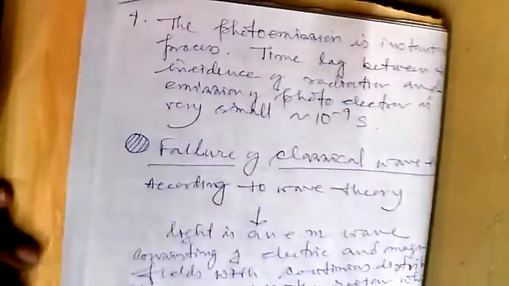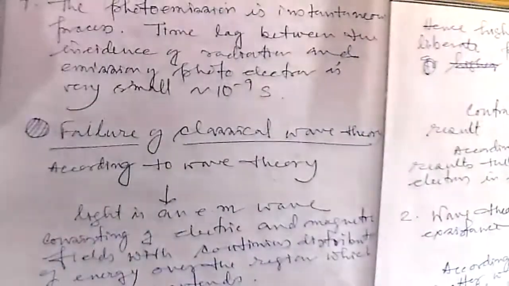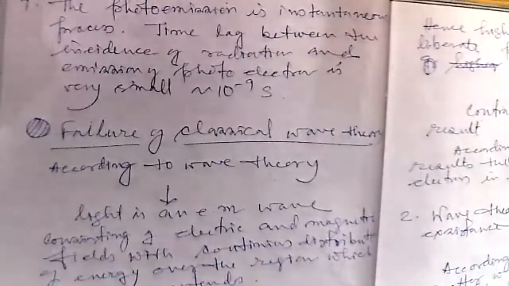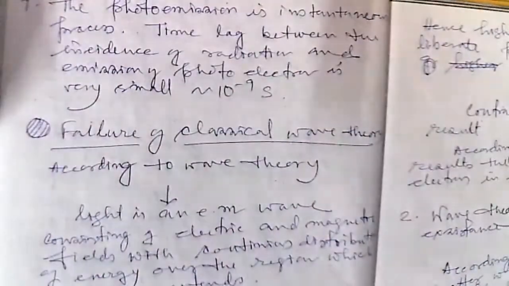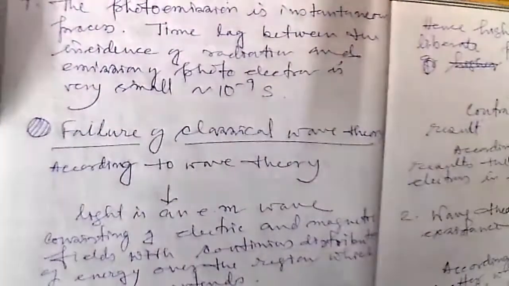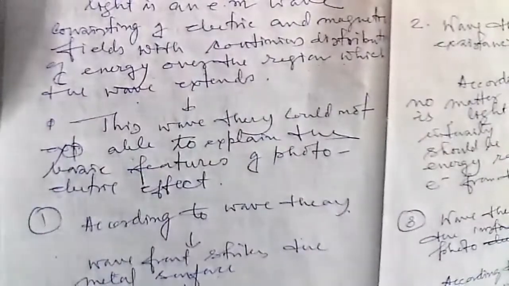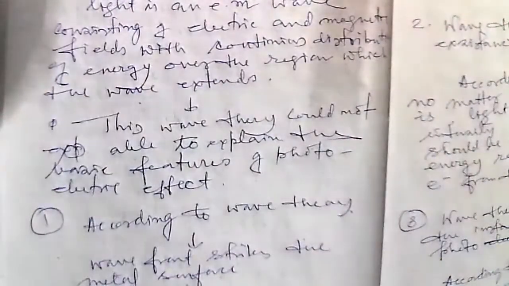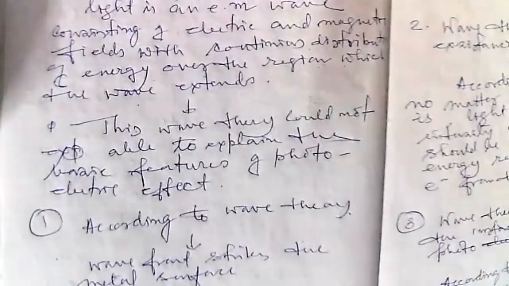And the fourth and final law: photoemission is an instantaneous process. The time lag between the incidence of radiation and emission of photoelectron is around 10 to the power minus 9 seconds, so it is below a picosecond. Now, classical wave theory completely fails to explain the photoelectric effect.